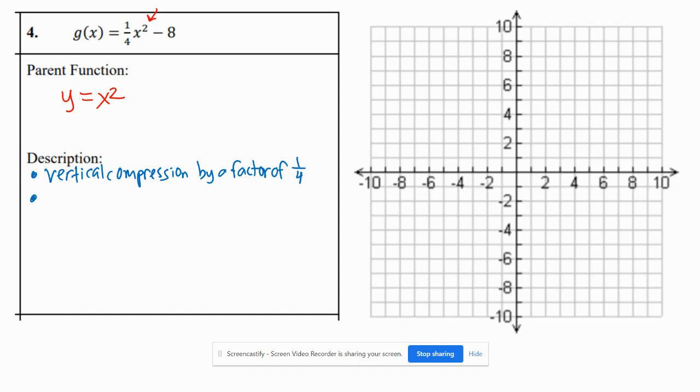There's no parentheses, so that means there's no h value. K would be minus a, so that means we're going to translate the function or the graph 8 units down.